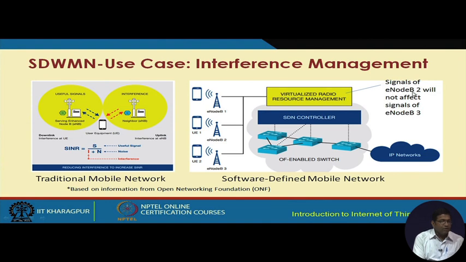This particular unit takes care of issues such that the signals of eNodeB2 and the signals of eNodeB3 do not affect each other. That means the signal of eNodeB2 will not affect the signal of eNodeB3, where affect means through interference. This is made possible through this virtualized radio resource management unit, which has been proposed in this particular solution, SDWMN.